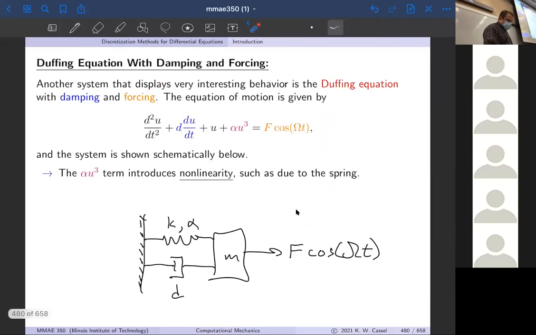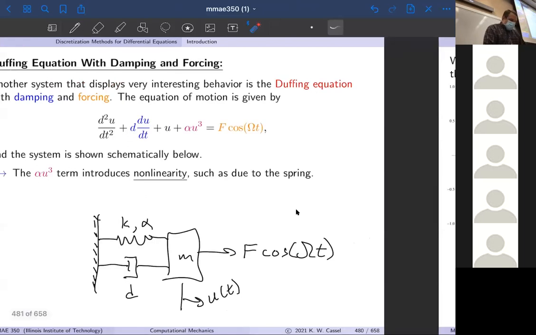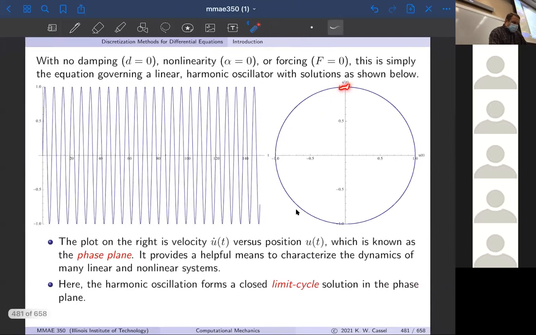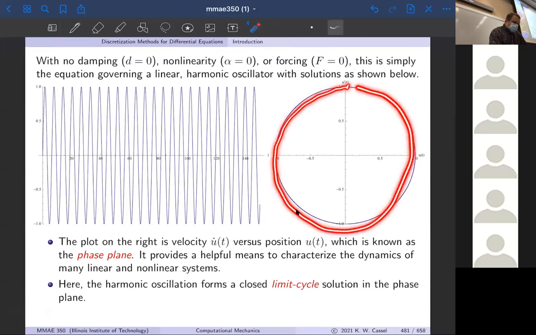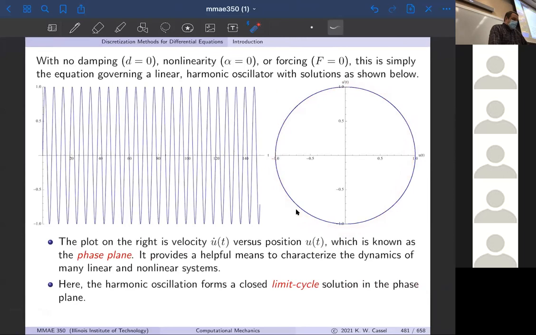In this case, it is the position of the mass. This is u of t. So as this is wobbling back and forth, if I plot the velocity, which is u dot, du dt, versus the position, u as a function of t, I can plot the trajectory in the phase plane. The first case is the simplest one.